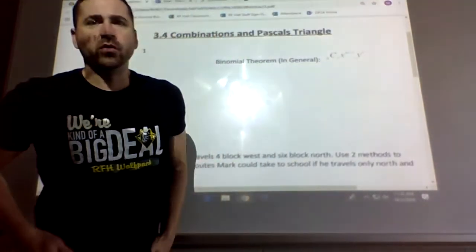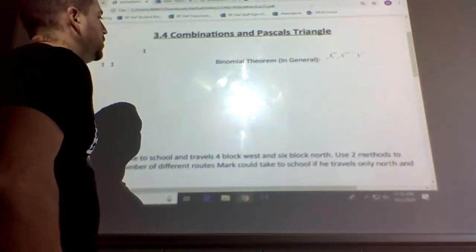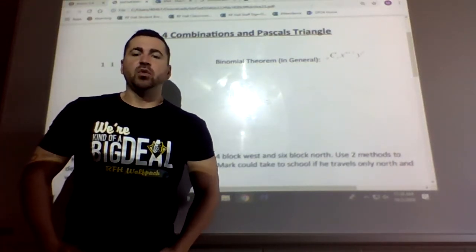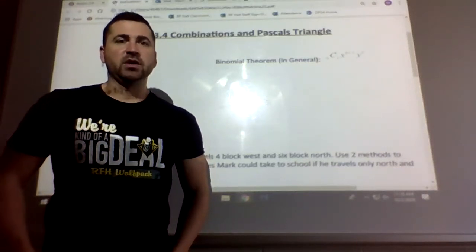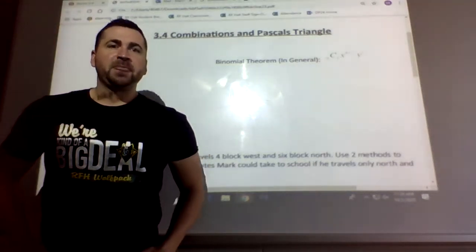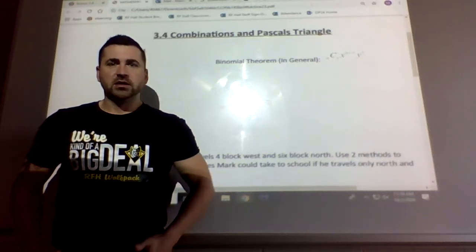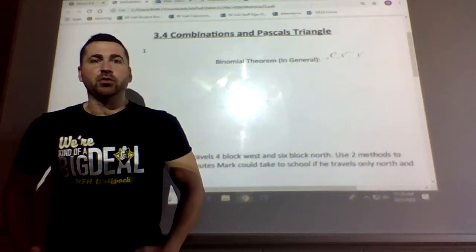All right, 3.4 combinations and Pascal's triangle. All right, so I'm going to go through Pascal's triangle first. If you were in 11U, you took 11 University last year, then you should be okay with this. If you were from 11 Mixed, then you're probably going to struggle a little bit with it. Okay, but then we're going to introduce something new called binomial theorem.